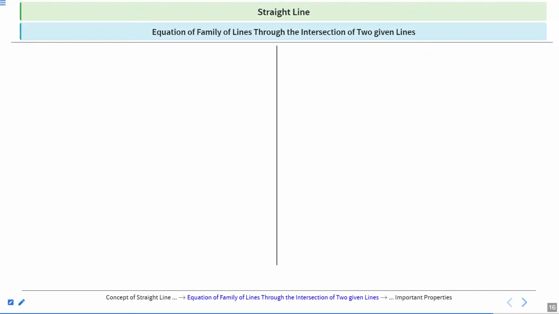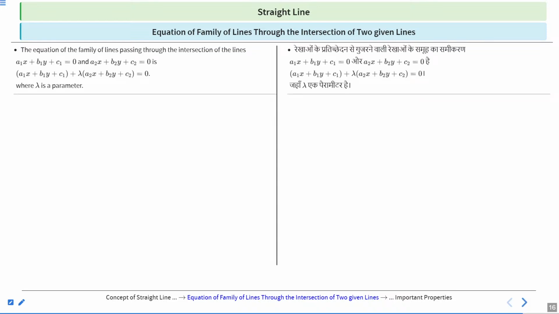Now next one, equation of family of lines through the intersection of two given lines. The equation of family of lines passing through the intersection of the lines a1x plus b1y plus c1 equal to 0 and a2x plus b2y plus c2 equal to 0: we are given two lines and we basically have to find the equation of family of lines passing through the point of intersection of these two lines, right? So it will be a1x plus b1y plus c1 plus lambda times (a2x plus b2y plus c2) equal to 0, where lambda is a parameter. Got it?